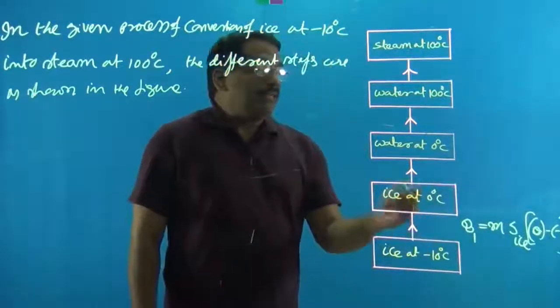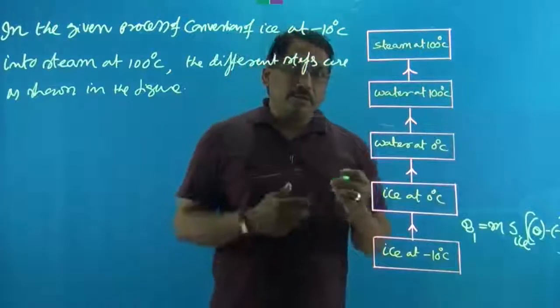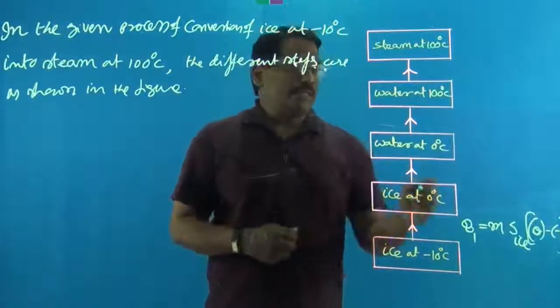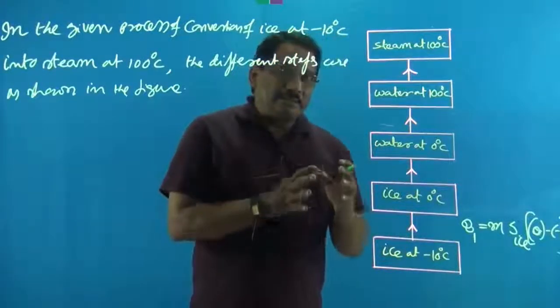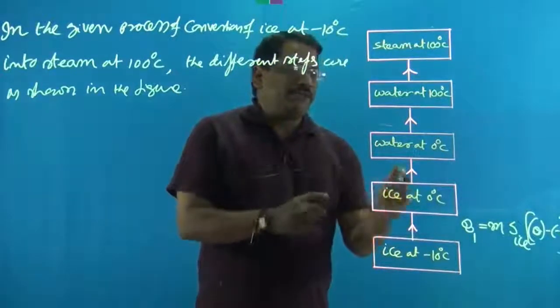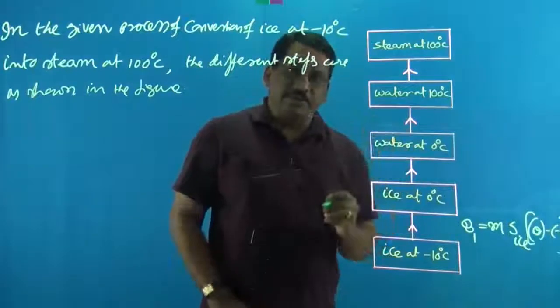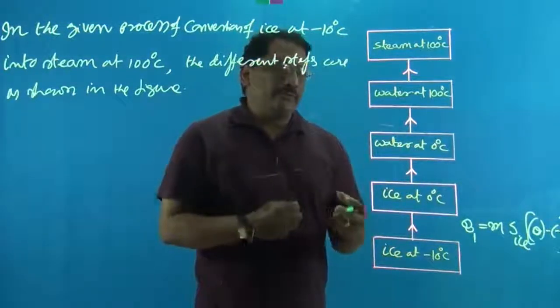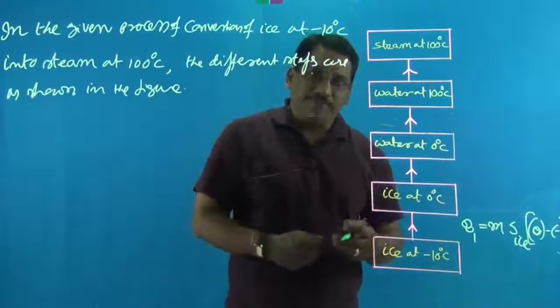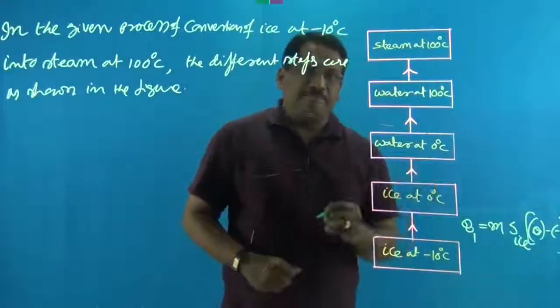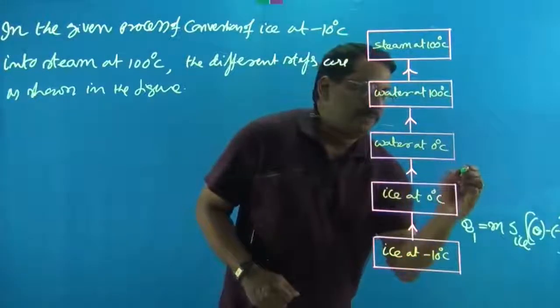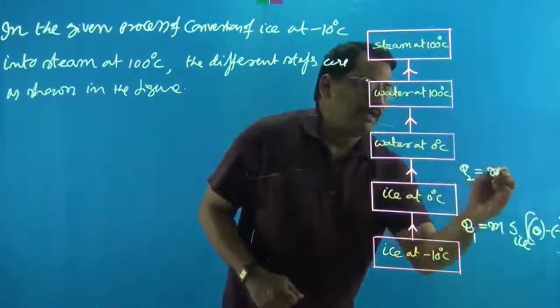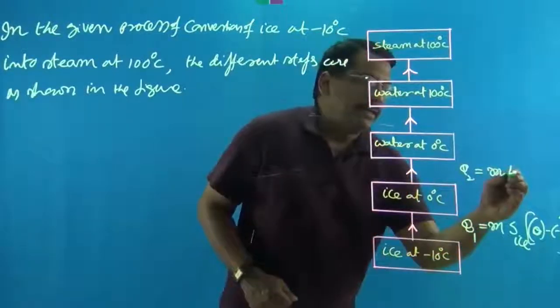And then ice at 0 converts to water at 0 degrees centigrade. This time there is no rise in temperature, but the phase, that is the state of matter, is changing from solid state to liquid state. So latent heat of the process will be involved, that is latent heat of ice in the process of conversion of ice to water. Say Q2 is involved, that is mass into latent heat of ice.